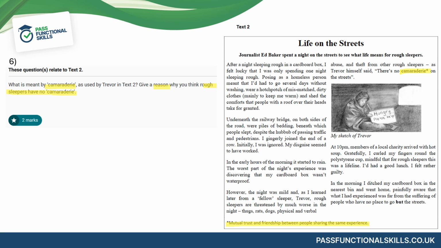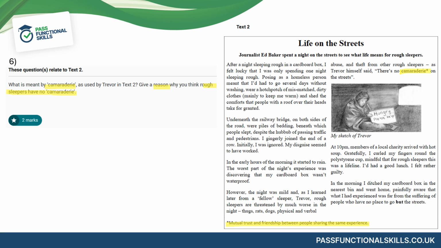So we would just copy that footnote out. The second part of this question asks us to give a reason why we think rough sleepers have no camaraderie. So we can see in this paragraph it says there's no camaraderie on the streets.